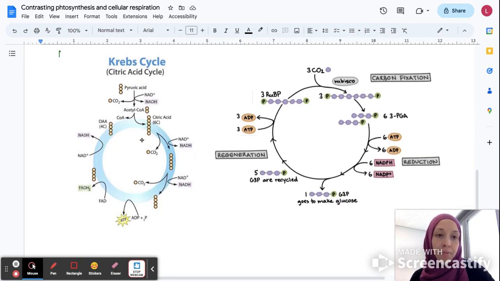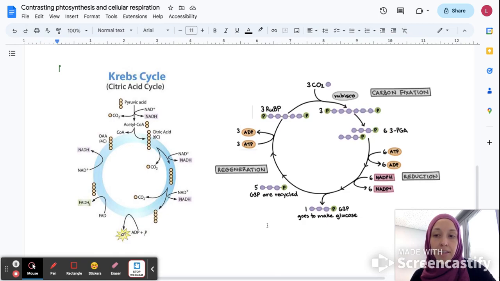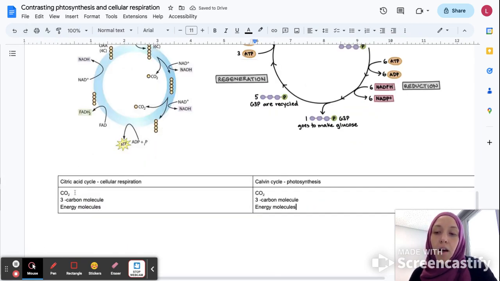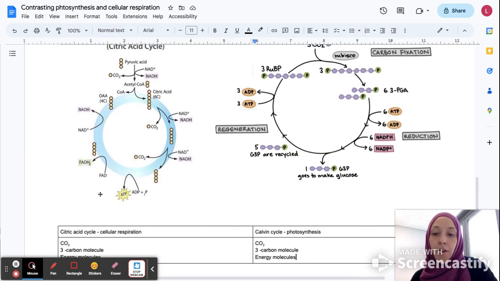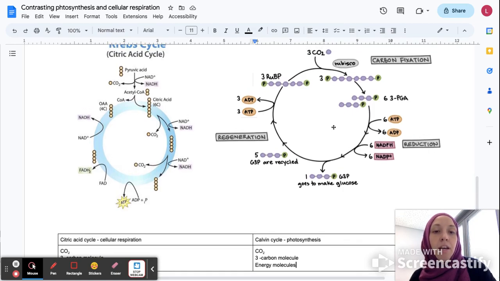the cellular respiration and the light-independent reactions, the Calvin cycle, from photosynthesis. Okay. And I want us just to think about three things. I want us to think about carbon dioxide, three carbon molecules, and energy molecules for each of these processes. Okay, so here we have our citric acid cycle for cellular respiration, and here is our Calvin cycle from photosynthesis.